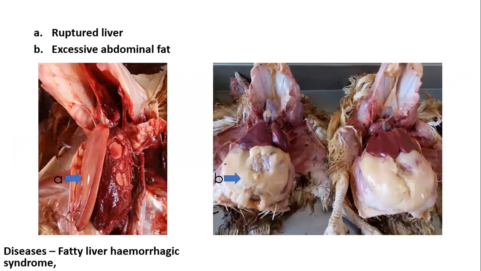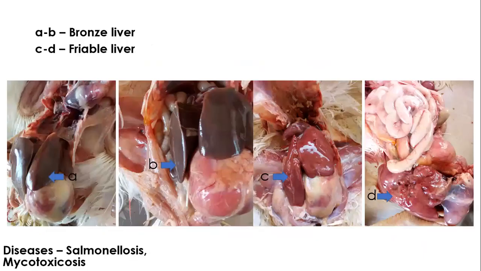So we also have ruptured liver. This is really badly ruptured. That is another image that you can see there. You can see that it is really badly ruptured because all the clotted blood has now formed like a fibrin on that liver. Then at the other side, you can see excessive abdominal fat, which you can also see in fatty liver hemorrhagic syndrome. So let's continue.